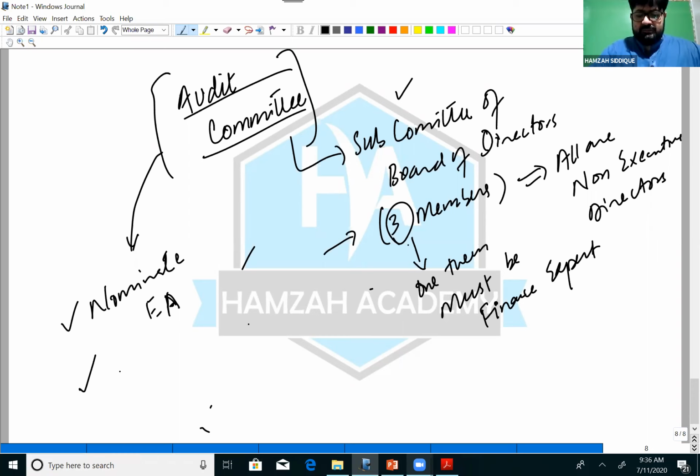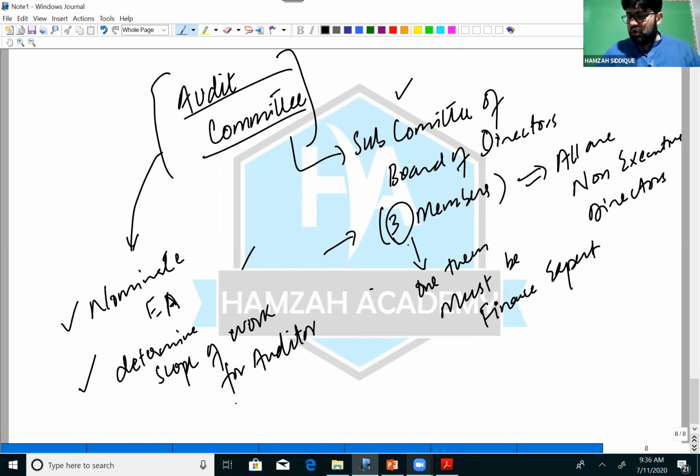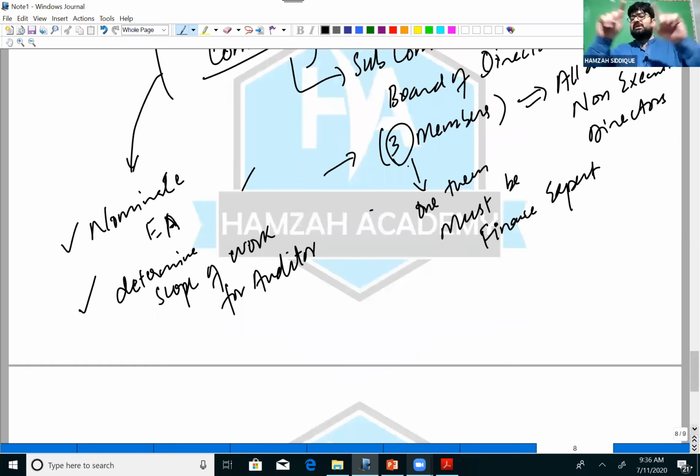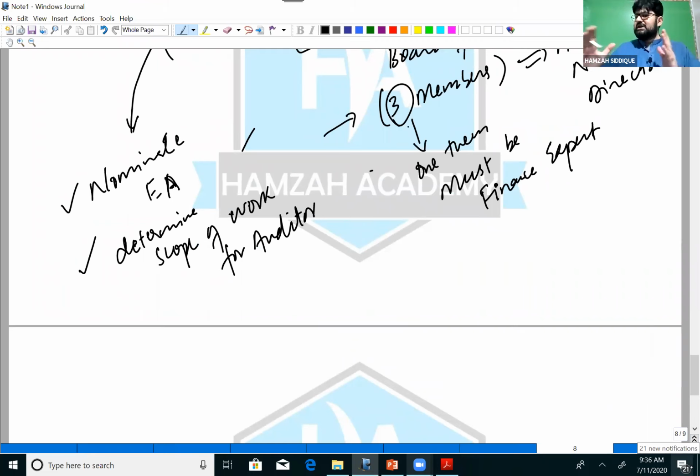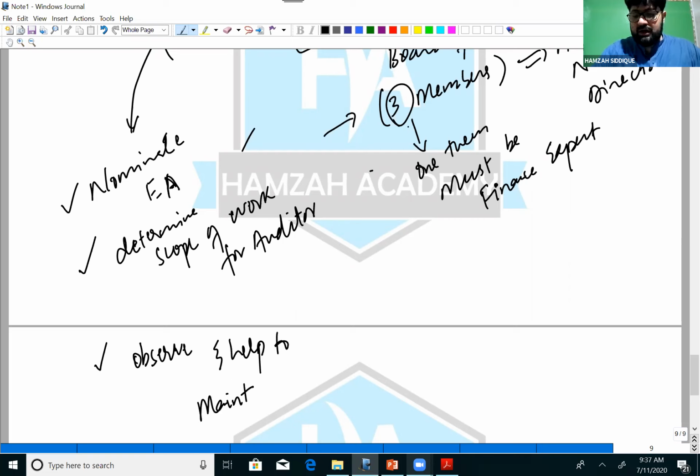Secondly, they determine the scope of work for the auditor. That is, what will be the area of work? Which areas of financial statements need to be audited? They determine the scope. And of course, very much important, they observe and help to maintain the independence of the auditor.